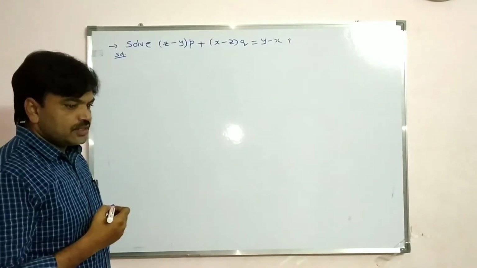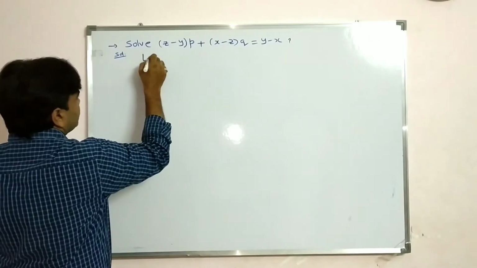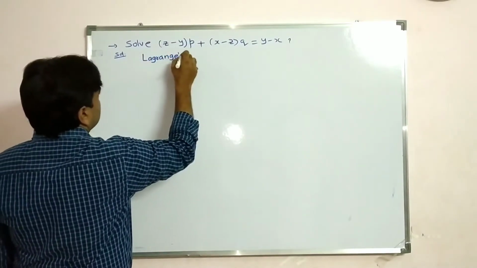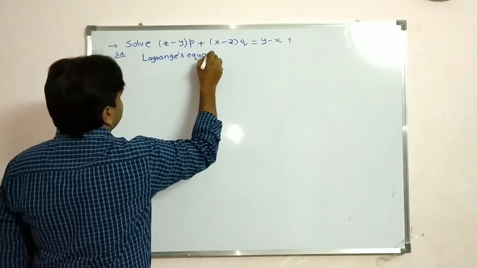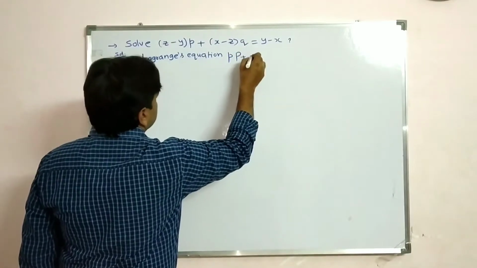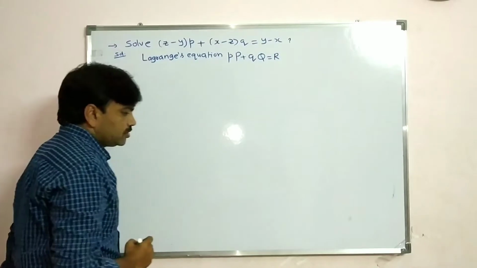What is the first step, students? Write down Lagrange's linear equation. What is Lagrange's equation, students? Small p capital P plus small q capital Q, that is equal to R, students.